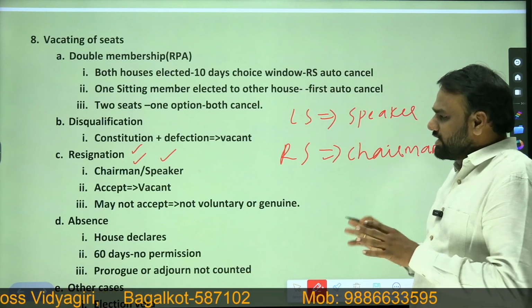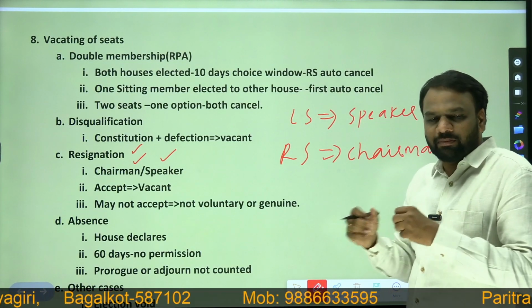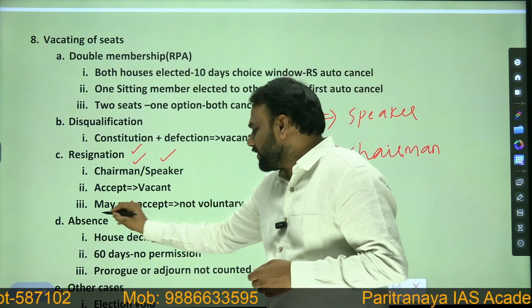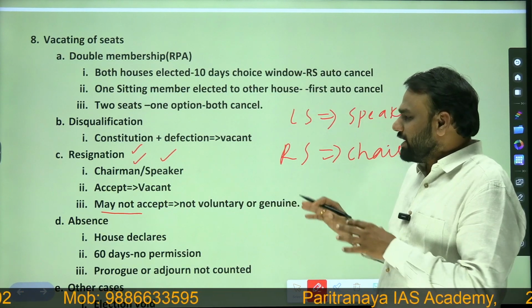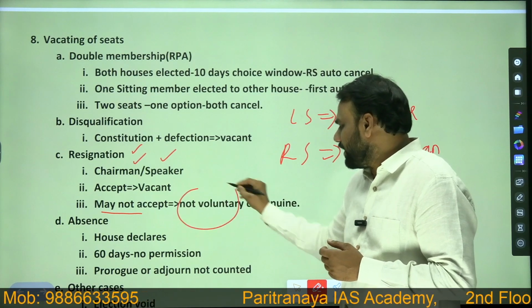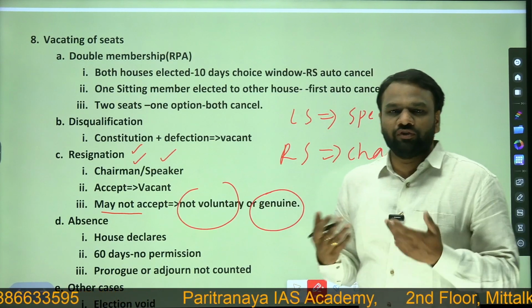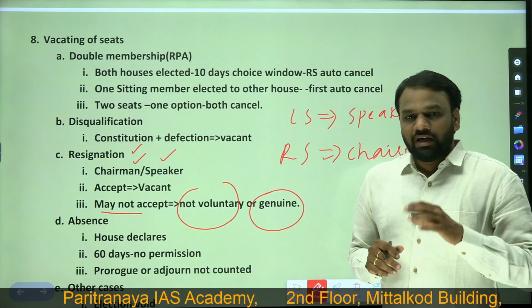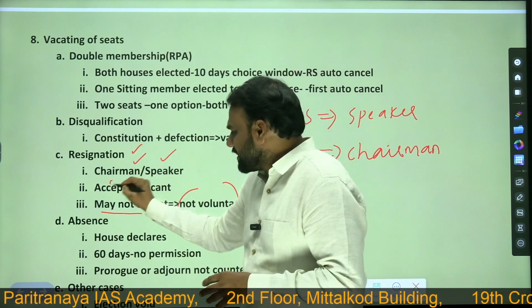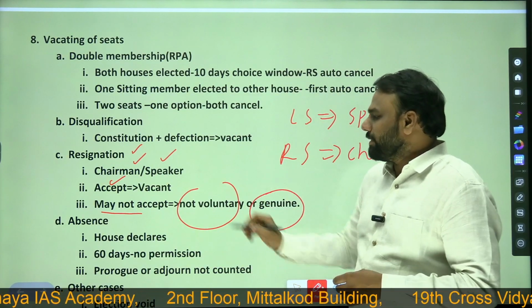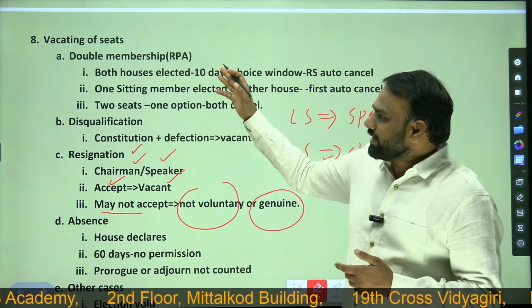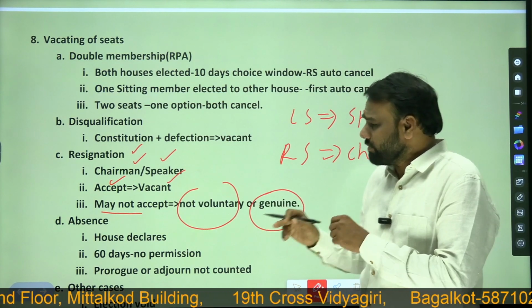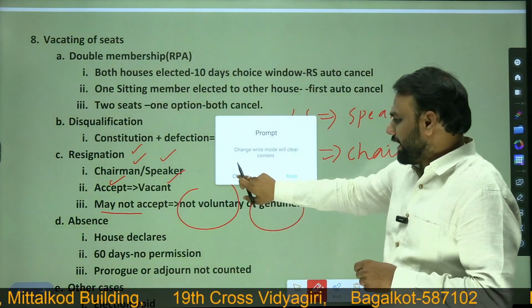Whether Chairman or Speaker, is it compulsory for them to accept the resignation? They may either accept it or not accept it. They may not accept it if the Chairman or Speaker understands that the resignation is not voluntary and not genuine, that somebody is forcing them, or that they are resigning for some unwanted reasons. If the Chairman or Speaker accepts the resignation, then that seat will become vacant. So we have seen different cases: double membership, disqualification, and similarly resignation is also a reason for the seat becoming vacant.